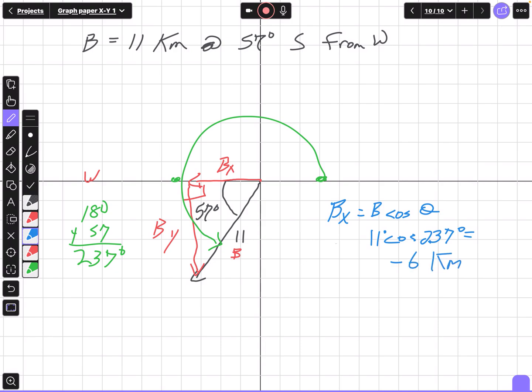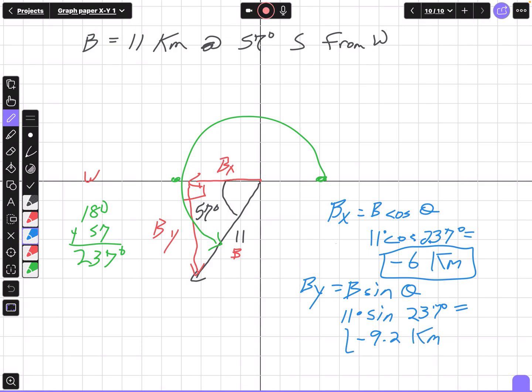kilometers for your x. And then for your y, BY equals B times the sine of the angle. So that's going to be 11 times the sine of 237. And when you work that out, you will get negative 9.2 kilometers. And you can always check it to see if it makes sense.